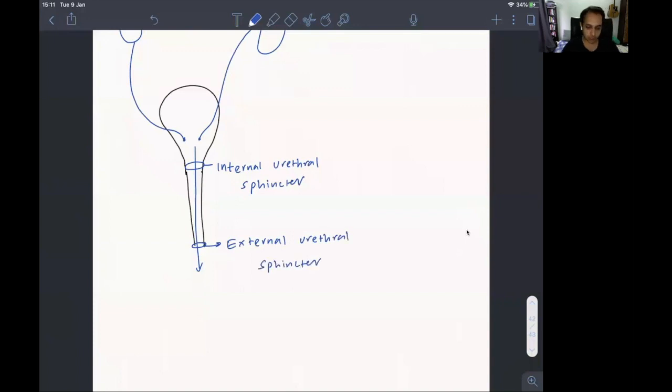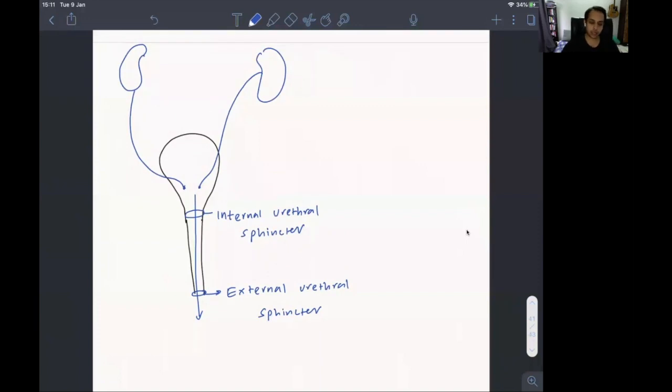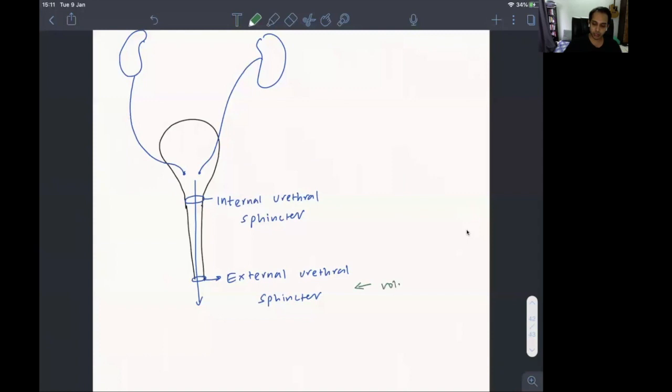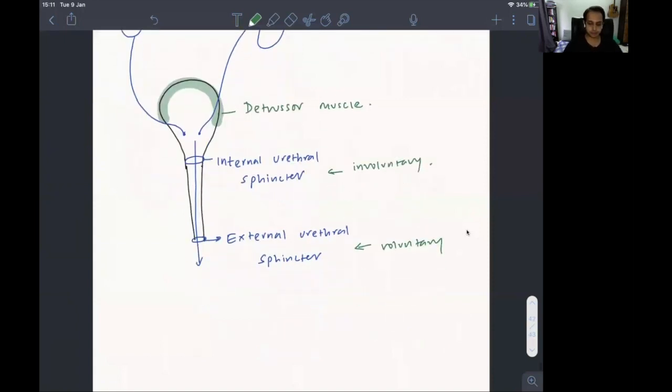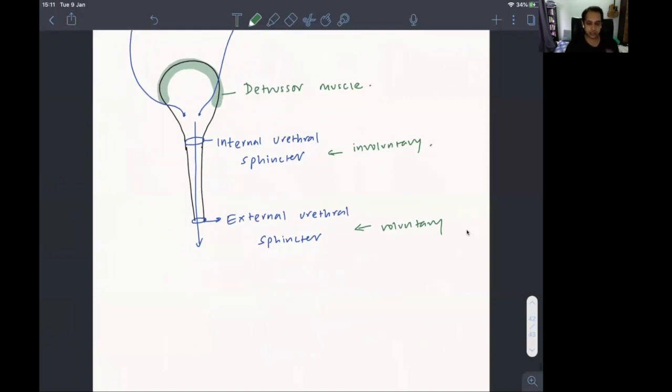sphincter. Now, right from here, I can tell you that the external urethral sphincter is under voluntary control and the internal urethral sphincter is involuntary. Okay. Now, this is the basic, and in the wall of the bladder, there is a muscle known as detrusor muscle. And this is the basic anatomy.